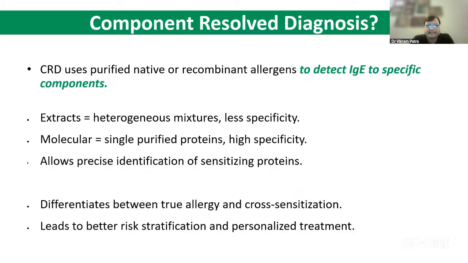So here comes CRD. It uses purified native or recombinant allergens to detect specific IgE to components, whereas extracts are heterogeneous mixtures and less specific. Molecular components are single purified proteins, so they are highly specific and allow precise identification of sensitizing proteins. So they differentiate between true allergy and cross-sensitization.